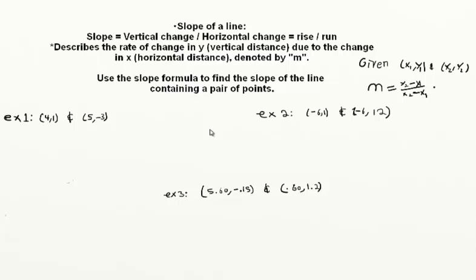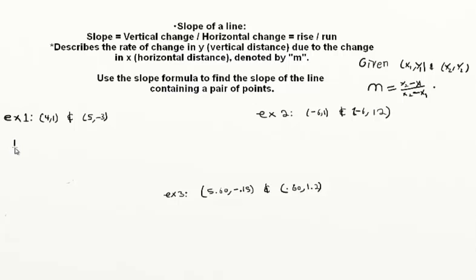As you see here, the formula is, if we're given two points, point 1 and point 2, we can take y2 minus y1, the second y value minus the first y value, which gives us the change in vertical distance. To find the horizontal distance, we simply subtract the first x value from the second. We'll use this formula to find the slope of the line containing a pair of points. So we have 3 examples here.